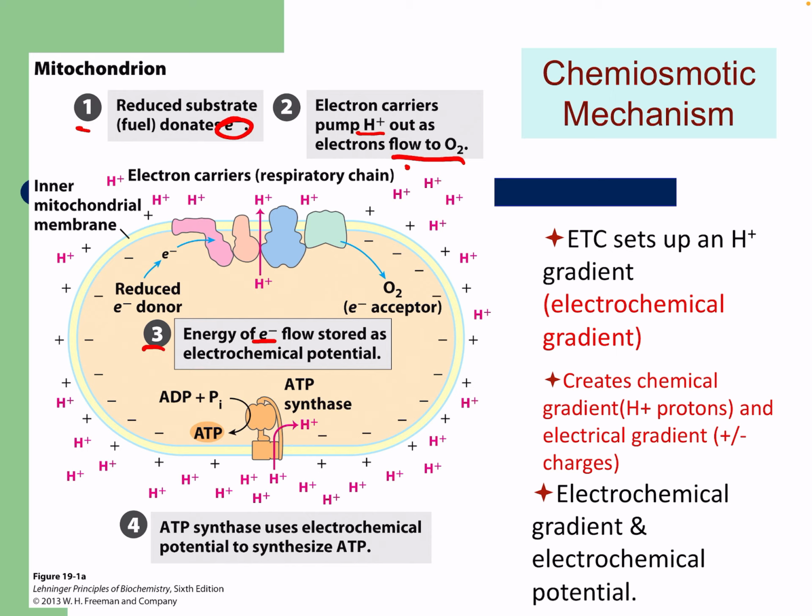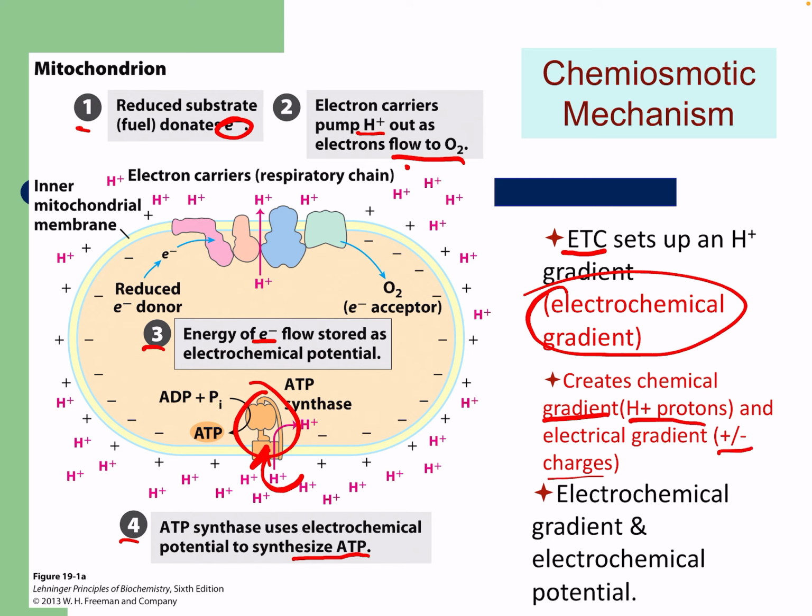So they want to move, but they can't yet. And 4, ATP synthase, which is this enzyme, uses the electrochemical potential to synthesize ATP. So it allows these to come in at high speeds and create energy. So the electron transport chain sets up a hydrogen ion gradient, or an electrochemical gradient. This creates a chemical gradient through hydrogen protons, and an electrical gradient through the positive and negative charges. The electrochemical gradient and electrochemical potential.